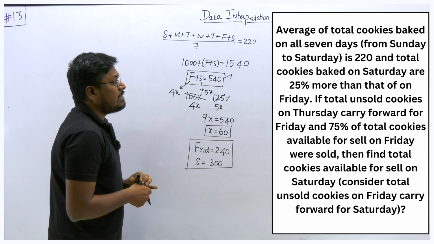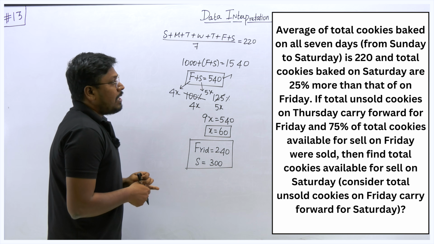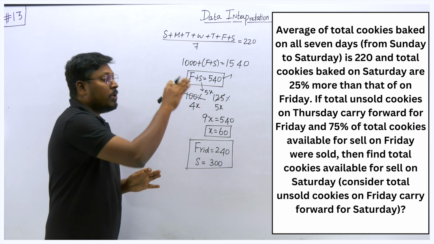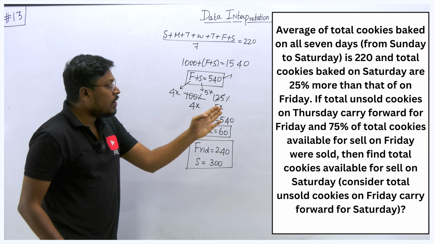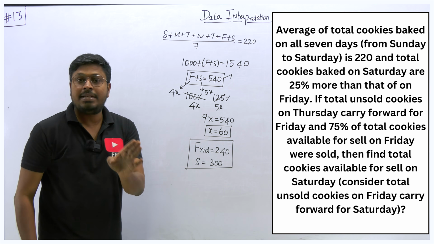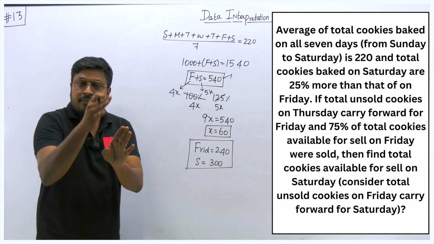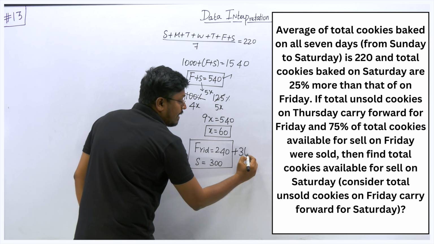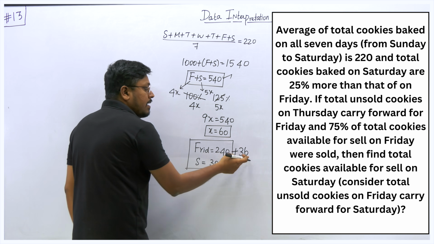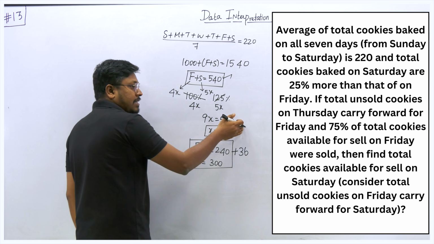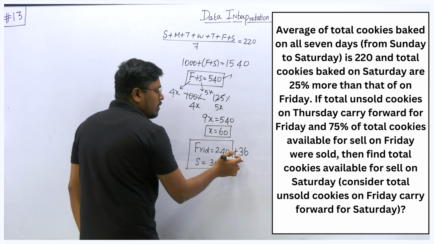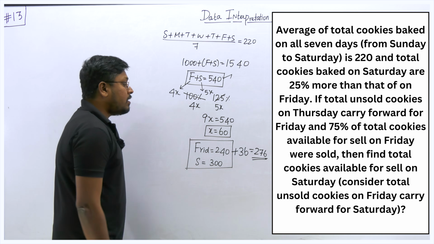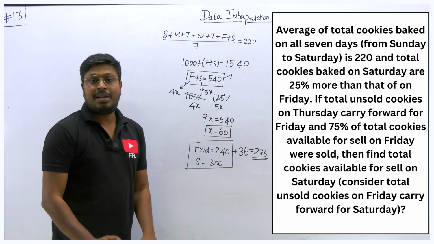So now what is the next point they have given? The total unsold cookies on Thursday are carried forward to Friday. According to the chart, on Thursday 36 cookies were unsold, so that will be carried forward to Friday. Friday already has 240, so now add 36. Why? Because this 36 is the unsold cookies from Thursday. So 240 plus 36, 276 will be the total cookies available to sell on Friday.